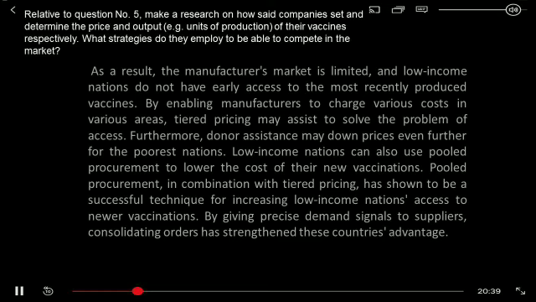Furthermore, donor assistance may bring the price down even further for the poorest nations. So low-income nations can also use pooled procurement to lower the cost of their new vaccinations. Pooled procurement in combination with tiered pricing has proven to be a successful technique for increasing low-income nations' access to new vaccinations. By giving precise demand signals to suppliers, facilitating orders has strengthened these countries' advantage.